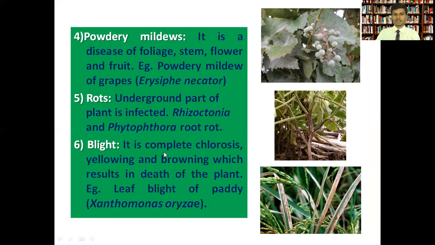Then blight. It is a complete chlorosis. Chlorosis means the loss of the chlorophyll pigment. Chlorosis is followed by yellowing and browning, which results in death of the plant. Here we can see the bacterial blight of the paddy crop, which is caused by the Xanthomonas oryzae bacteria.